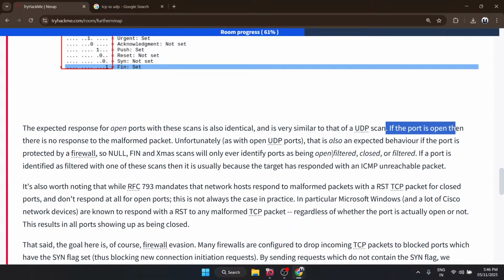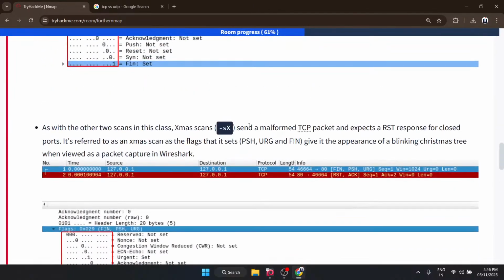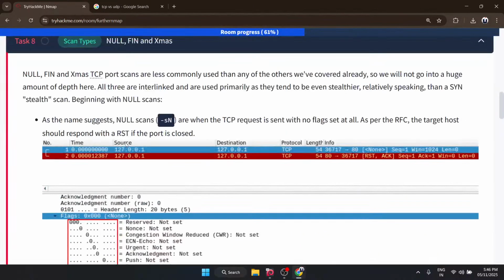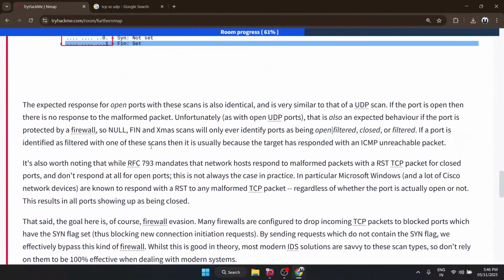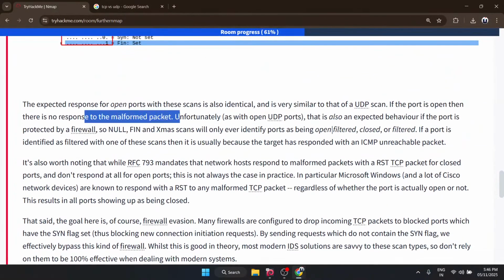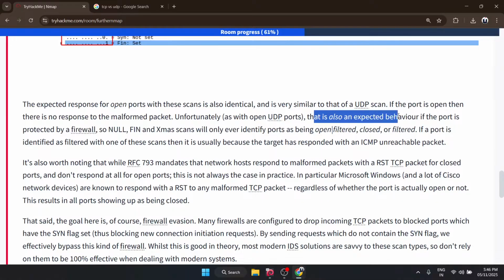Here you can see if the port is open and we are sending an Xmas scan, FIN scan, or null scan, then there will be no response at all. There is no response to the malformed packet. Unfortunately, as with open UDP, that is also expected behavior if the port is protected by a firewall.